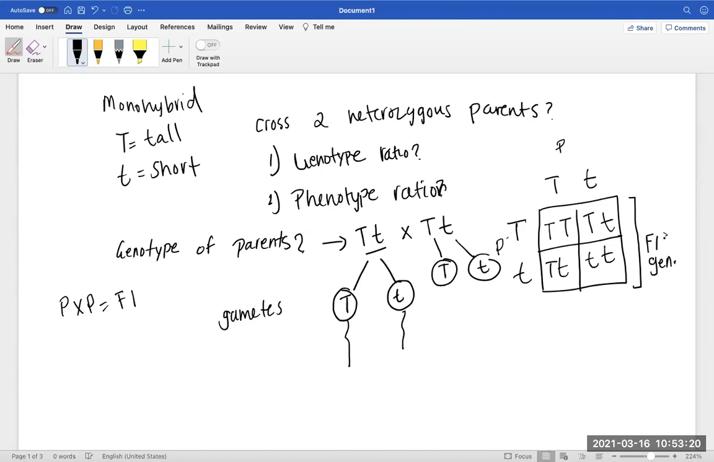If you were to take this F1 generation and cross it with another F1 generation, when you cross that, it's going to give you F2 generation. If this was in humans, this would be incest, but we're talking about plants here. So this is going to give you F2 generation. Now going back to this question, what is the genotype ratio? If you look at this Punnett square, what is the answer here? Please type it in the chat.